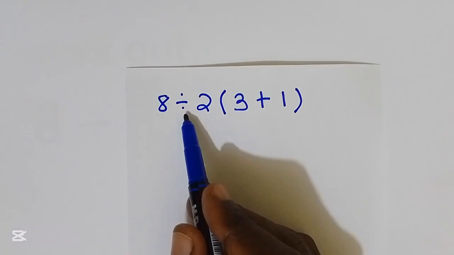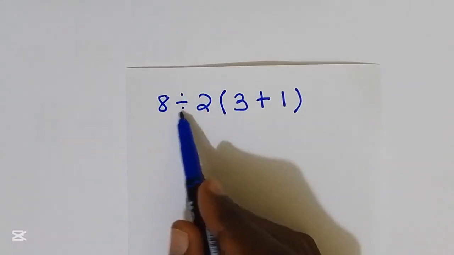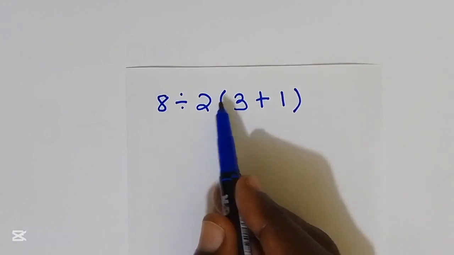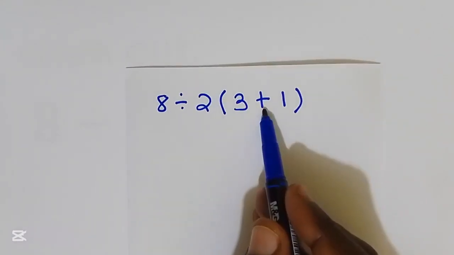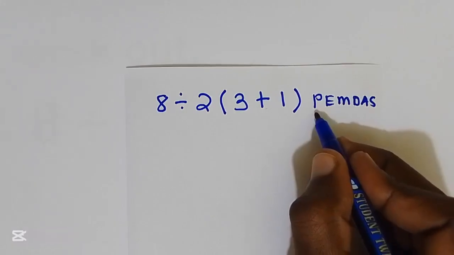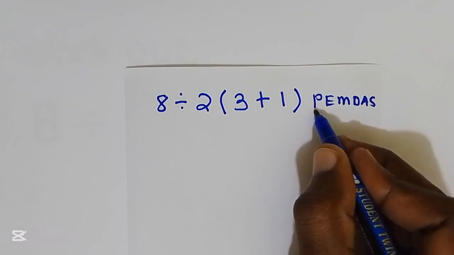Let us do it in the right way. We have a division sign here. We have multiplication and addition. Since we have multiple signs, we are going to use PEMDAS, that is order of operations. According to PEMDAS, we are going to start with parentheses.